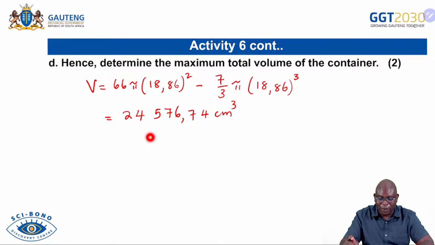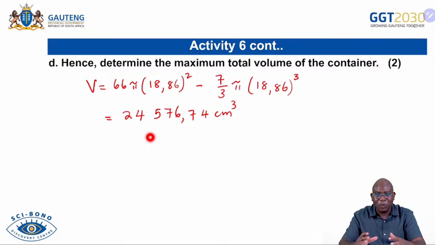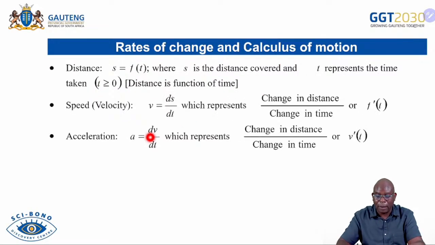Okay. All right. I think with optimization, now you understand that here we're just maximizing. Sometimes we minimize, sometimes we maximize. Please make sure that you understand this. The next part of work is the rates of change and calculus of motion.